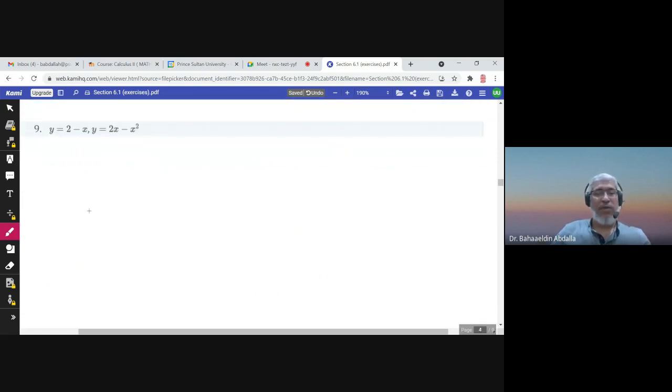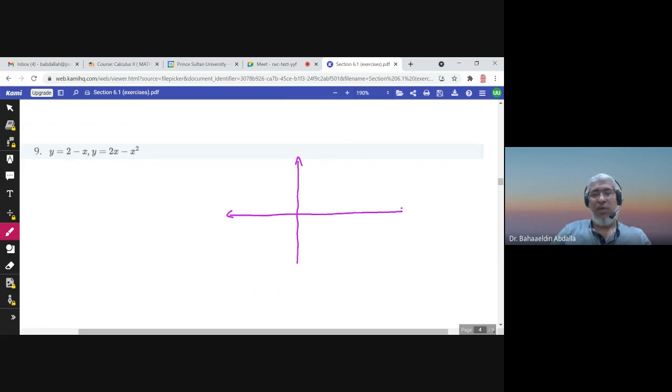Another two functions. I have 2 minus x, which is a straight line, and 2x minus x squared, which is a parabola. It's easy to graph the line 2 minus x. I put x as 0, so y is 2. This is the y-intercept. And if I put y as 0, then x would also be 2. So you can sketch the graph of the line. It passes through these two points.